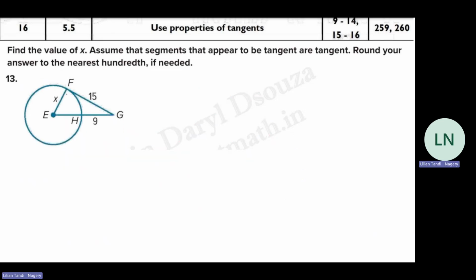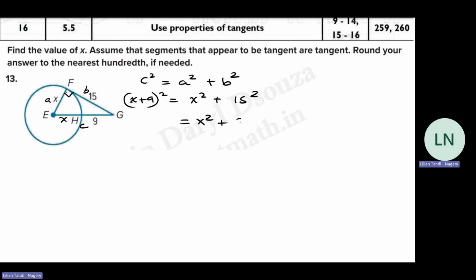All right. Same thing here. This will be x. So this is my A, this is my B, this is my C. C squared equals A squared plus B squared. X plus 9 squared equals x squared plus 15 squared. X squared plus 225. This will be x plus 9, x plus 9. You can do FOIL, you can do distributive, you can do Kanun.